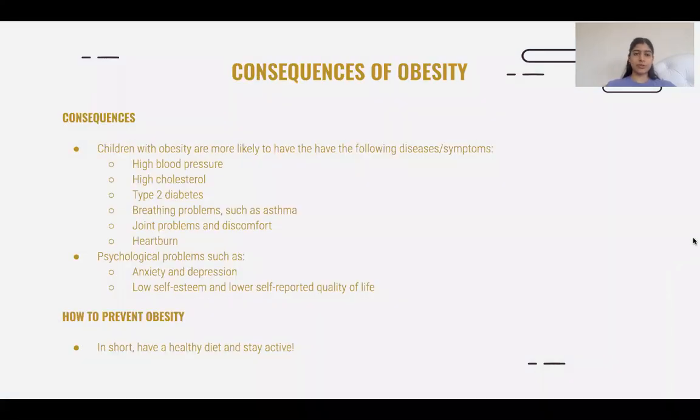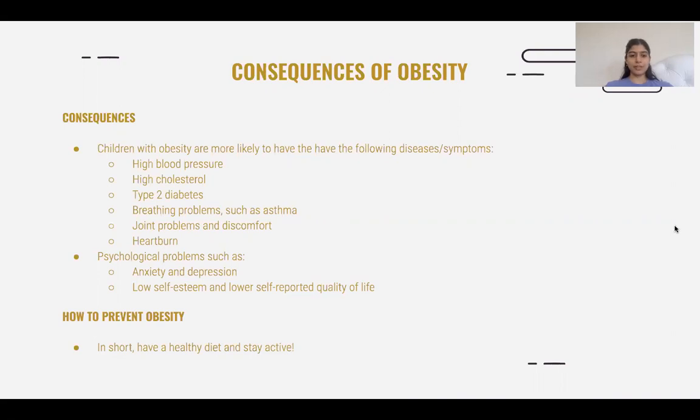So, some consequences of obesity. Children with obesity are more likely to demonstrate the following symptoms: high blood pressure, high cholesterol, type 2 diabetes, and breathing problems. This can also be manifested as asthma, joint problems and discomfort, and heartburn as well. Psychological problems can also be caused by obesity, such as anxiety and depression, and maybe having lower self-esteem and a lower self-reported quality of life.